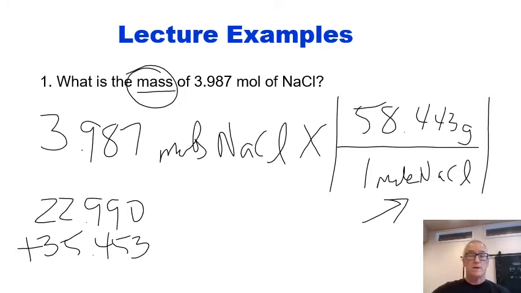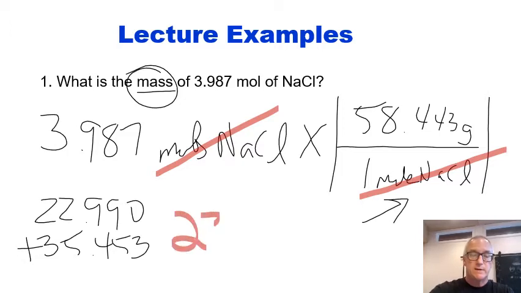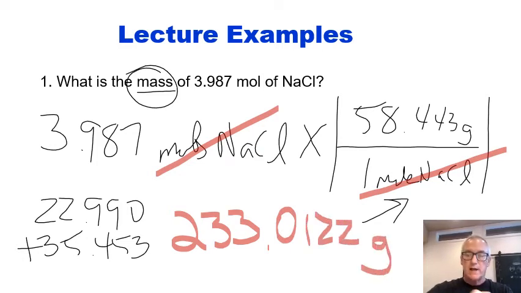So now I'm left with moles of sodium chloride. I'm getting rid of that because I have it on the top and the bottom. What am I left with? I'm left with grams of sodium chloride. And so it's just 3.987 times 58.443, and I get 233.0122 grams. Now, you're shrieking at the screen right now.